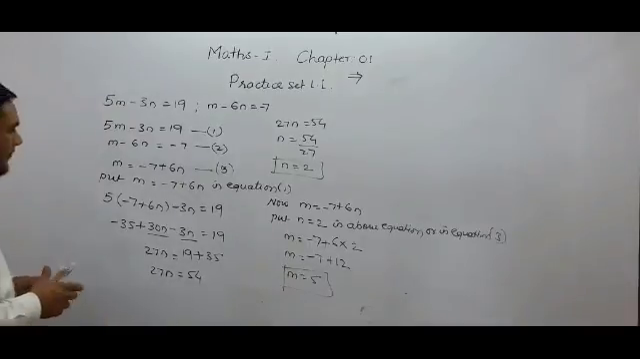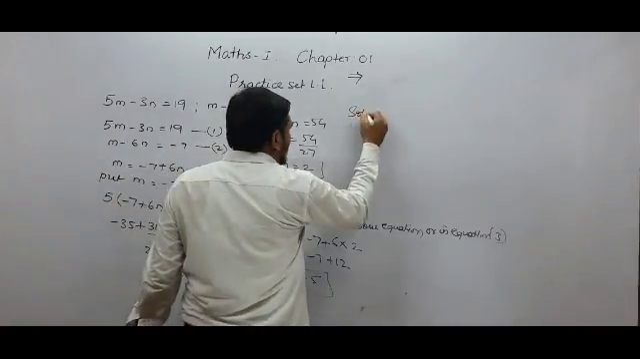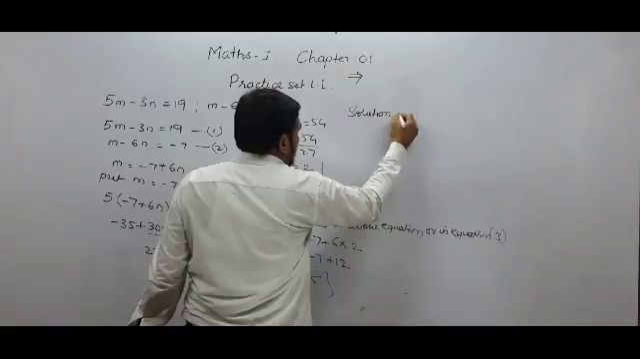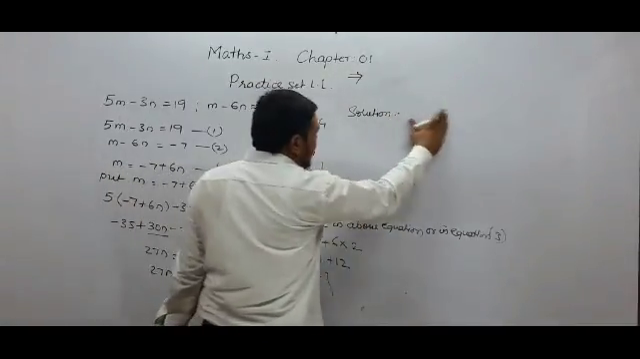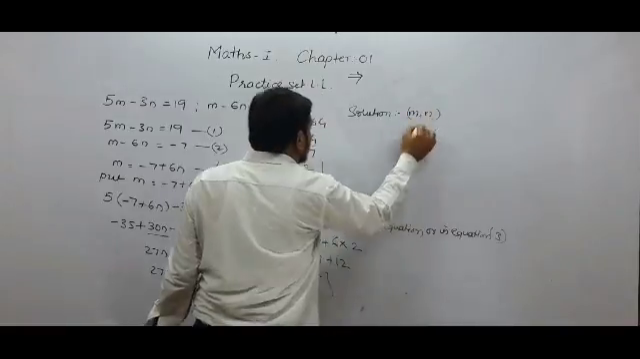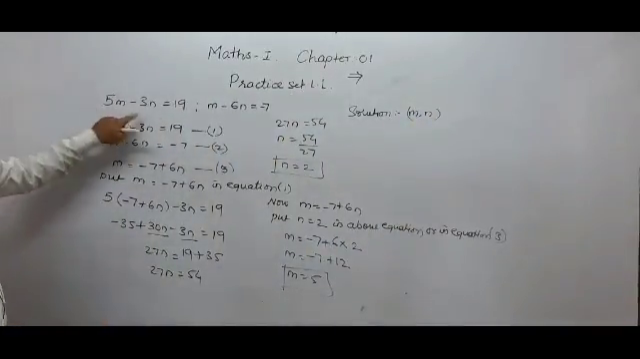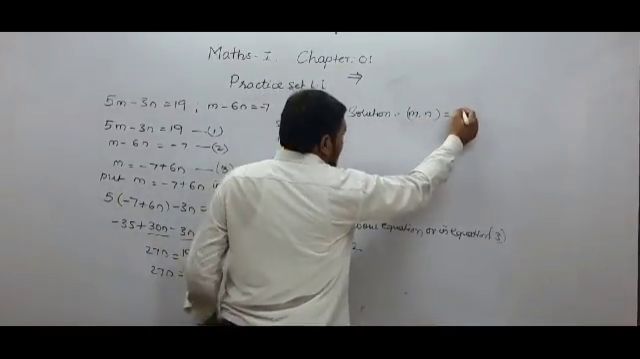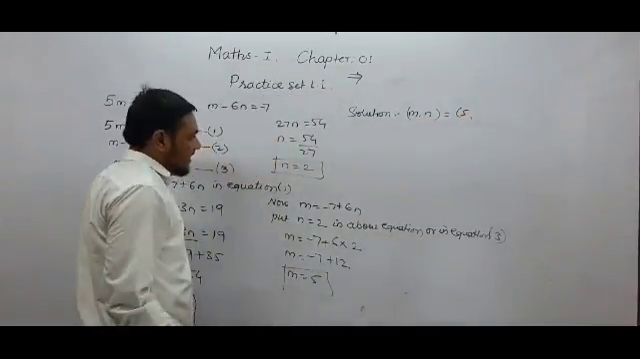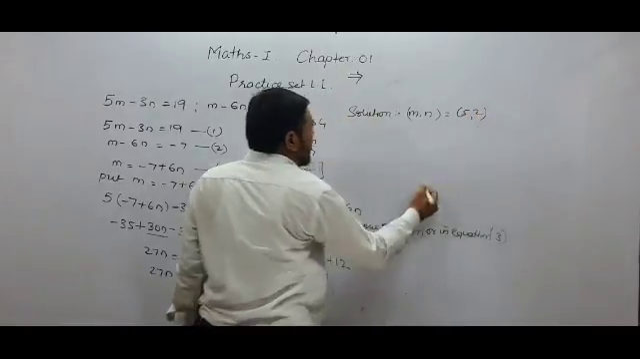Now the solution for this equation is x comma y. Here it is not x comma y, we will write m comma n, because the variables used here are m and n. That is why m comma n will be equal to, what is m here, 5, comma, what is n there, 2. So it will be 5 comma 2.